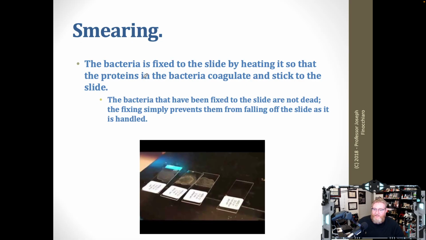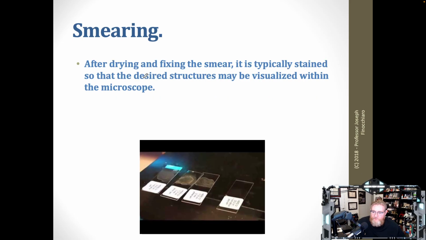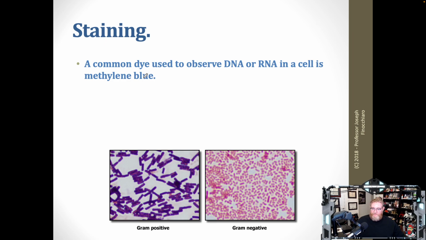The specimen is allowed to dry on the slide. The bacteria is fixed to the slide by heating it so that the proteins in the bacteria coagulate and stick to the slide. The bacteria that have been fixed to the slide are not dead. The fixing simply prevents them from falling off the slide as it is handled. After drying and fixing the smear, it is typically stained so that the desired structures may be visualized within the microscope. A common dye to observe DNA or RNA in a cell is methylene blue.